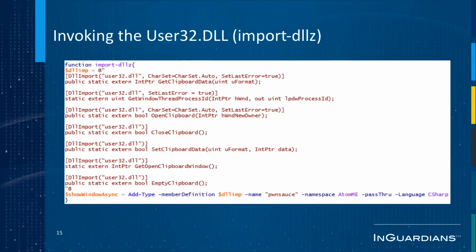So the main DLL that uses the clipboard is the user32 DLL. The way that we import that DLL into PowerShell is we write a bit of C# to take the DLL import, take the actual user32 DLL, and then use that to pull out the functions from the DLL to utilize in PowerShell. So this is basically the way that you can do it. There's other ways that you can do it also, but this is one way.